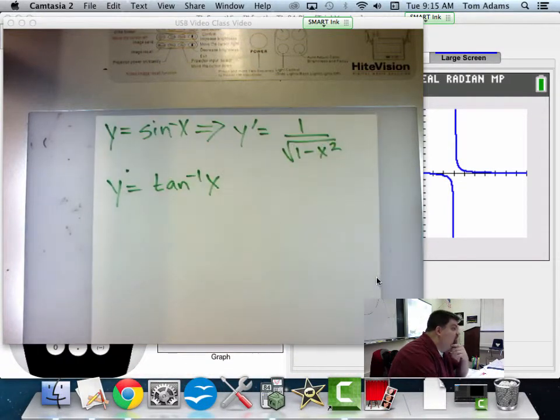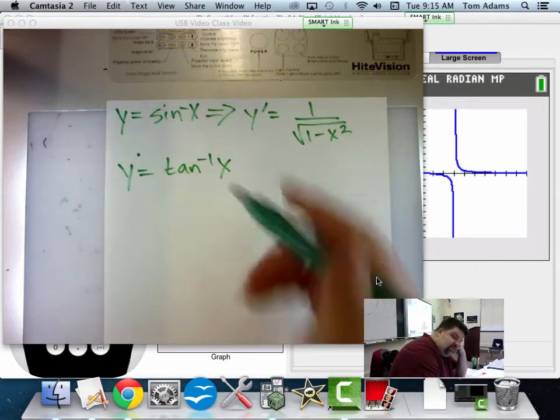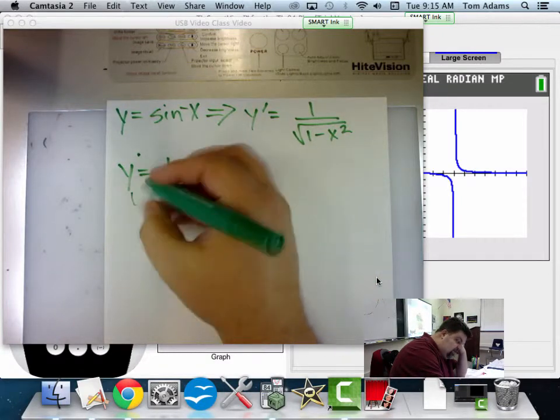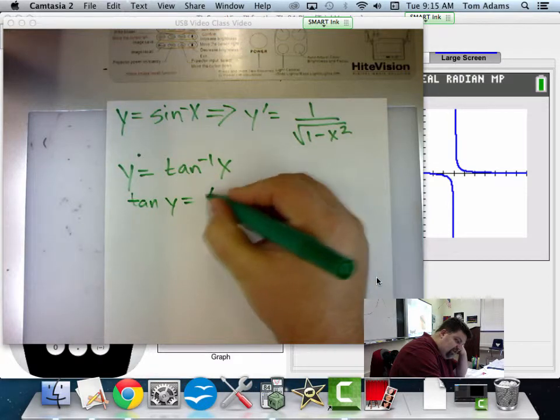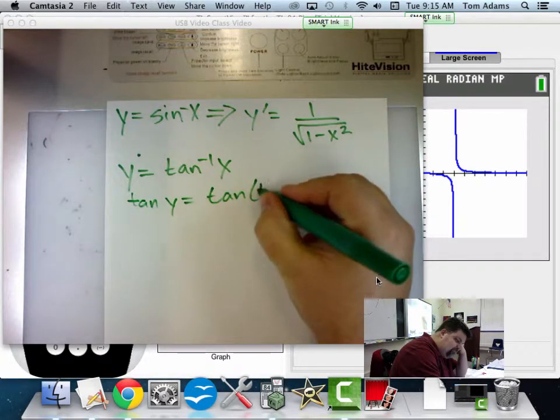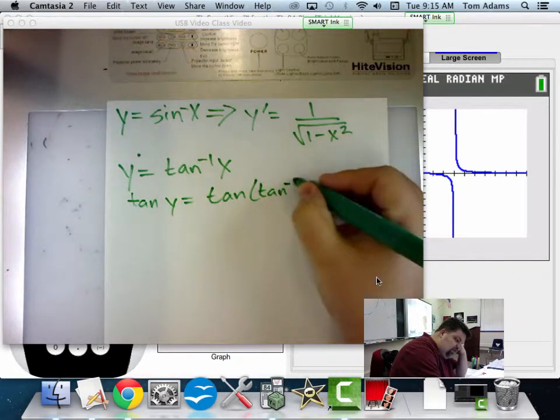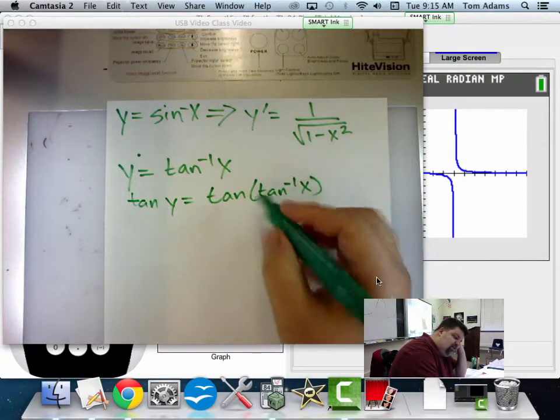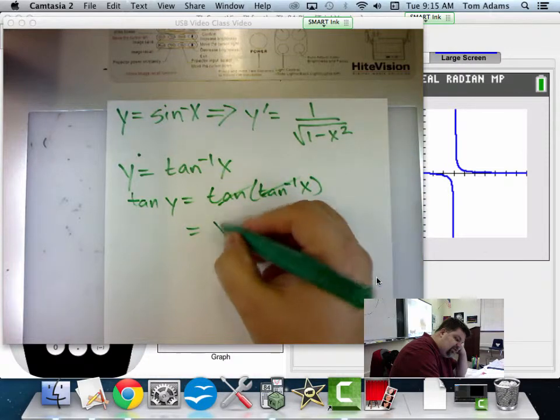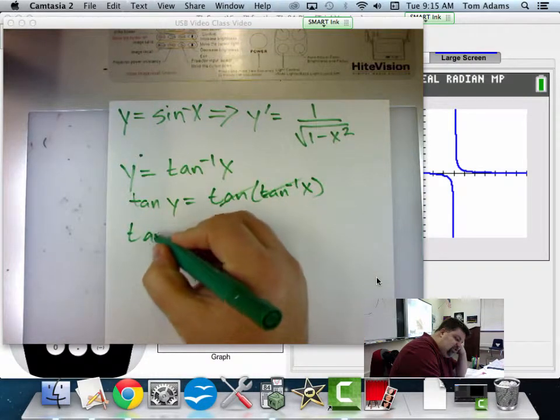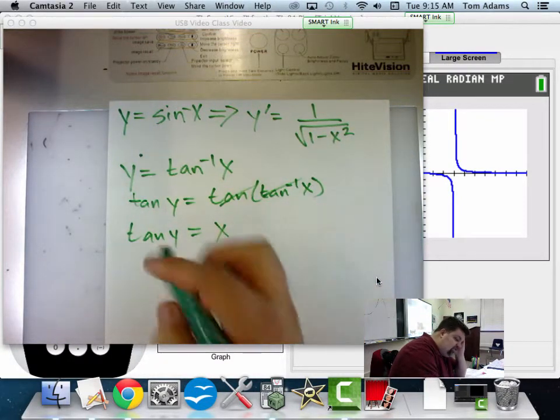Well, if you had to find the derivative of this, how would you go about doing that? Same thing, move tan over it. Yeah, do the same thing that we did before. We would hit both sides. We'd take the tangent of y, and then the tangent of the arctan. So when you make a composite function of the inverse and its function, these two cancel. So we've got tangent of y equals x.